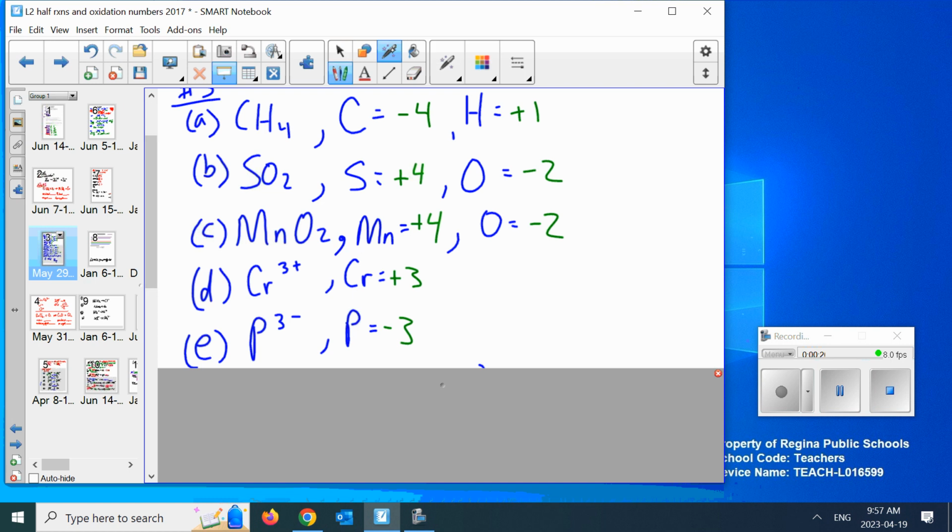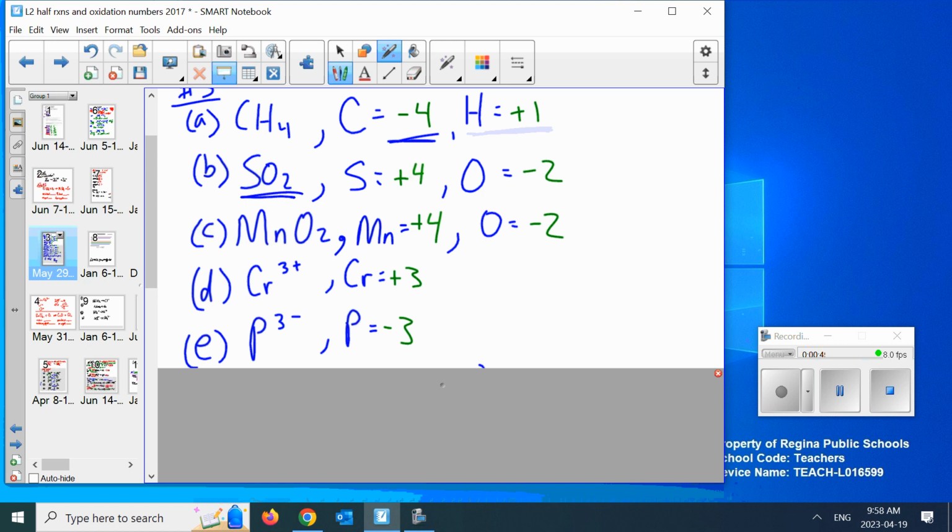Okay, anyways, we're going over yesterday's questions. I'll just talk about them a little bit here. CH4. Now the trick is you go through the rules, and there's a rule for hydrogen. Use +1. So I kind of read it backwards. There's 4 groups of +1. Carbon had to have been -4.